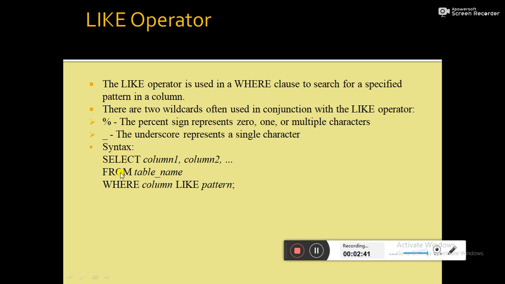And this is the general syntax of the LIKE operator. SELECT column1, column2, and so on, whatever columns we want to display, you have to mention all the columns, FROM table name, you have to mention the table name. Then WHERE column LIKE pattern, means we are giving the condition with the help of the WHERE clause. Only those records will be selected for which the column follows that particular pattern.